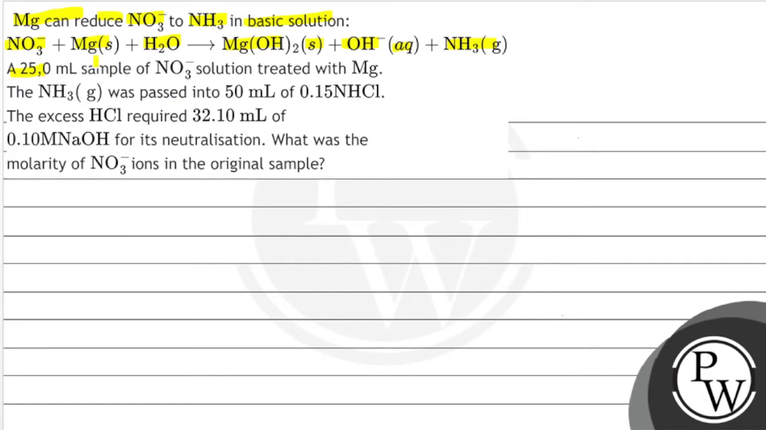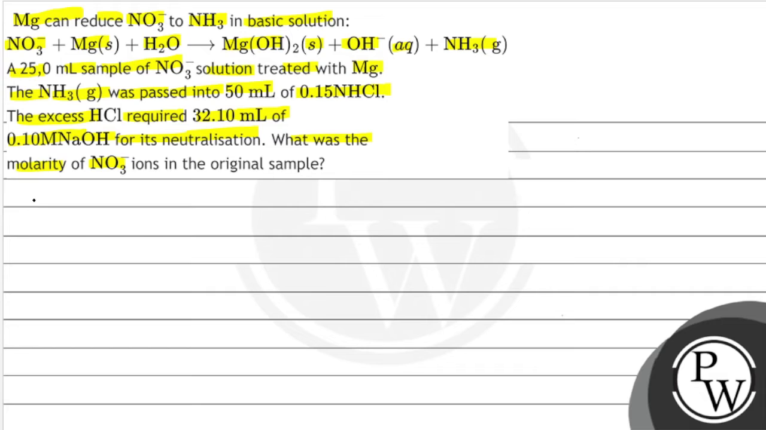A 25 ml sample of NO3 negative solution was treated with magnesium. The NH3 gas was passed into 50 ml of 0.15 normal HCl. The excess HCl required 32.10 ml of 0.10 molar NaOH for its neutralization. What was the molarity of NO3 negative ion in the original sample?